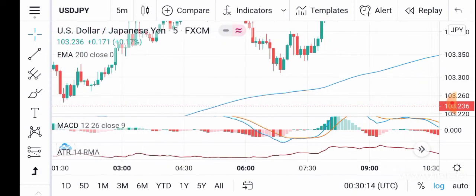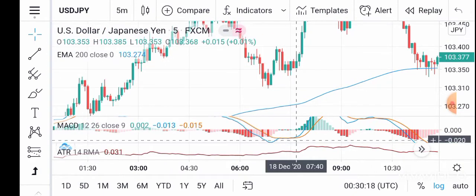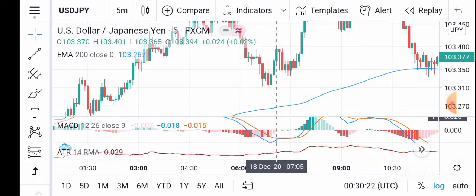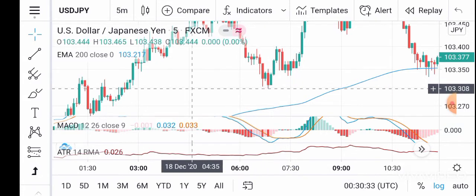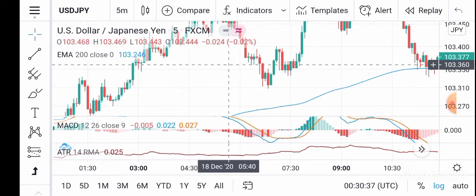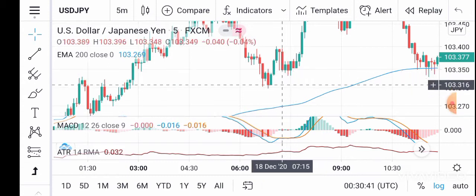Alright, all we want to see is, number one, the MACD cross below the horizontal line, and I want to see price above the 200 EMA line. Above or below, guys, we do not want to see the EMA line in between the price. It means the price is ranging, so you can see the price is clearly above the 200 EMA line. So we see the cross and the price is above the 200 EMA line.